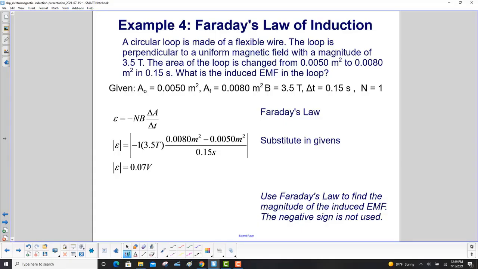We can now use Faraday's law, and since the magnetic field is constant, we can pull it out of delta flux over delta t. So we're left with minus n B delta A over delta t. We then substitute in our givens, right over here, carry out the math, and we get a magnitude of 0.07 volts.